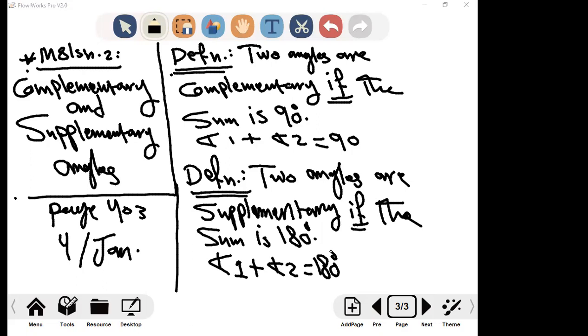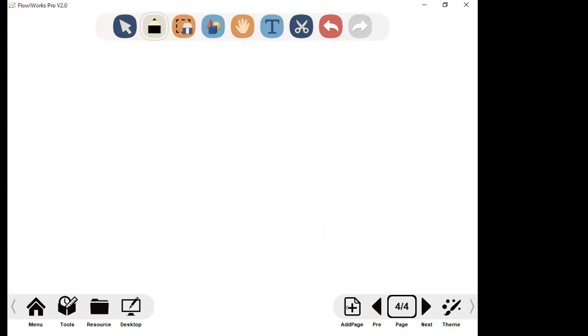Got it? So, if we have two angles and the total of them is 180, like angle 100 and angle 80, add them, 180. So what do we call them? Supplementary. If we have angle 80 and angle 10, add them, 90. What do we call them? Complementary angles. Got it?